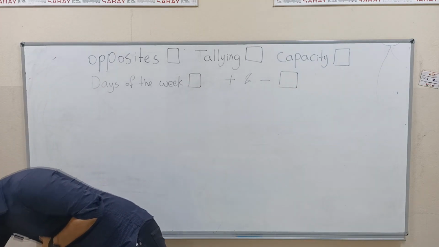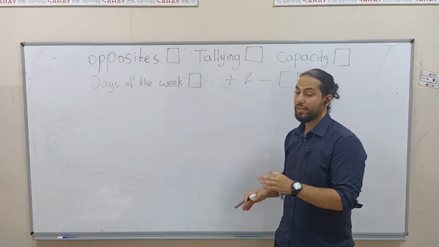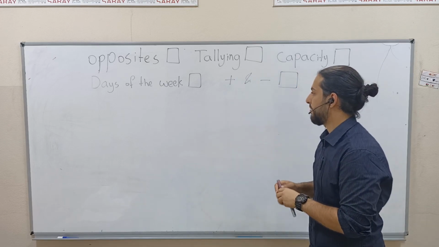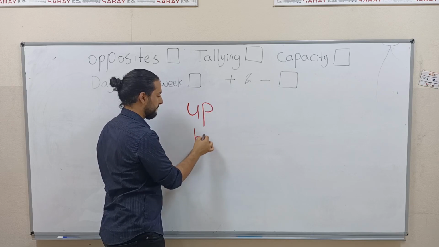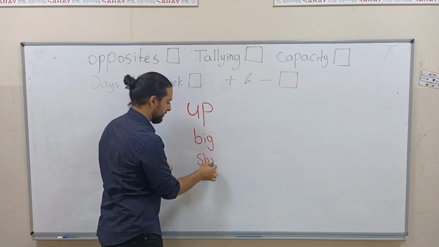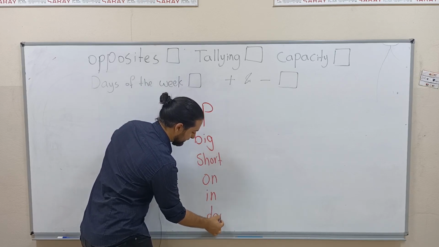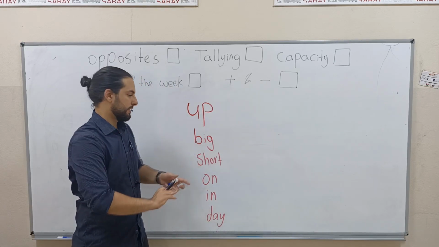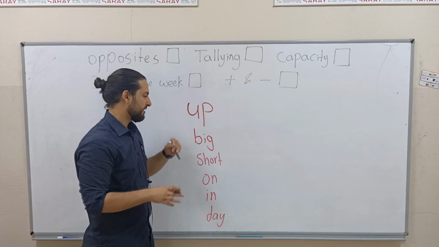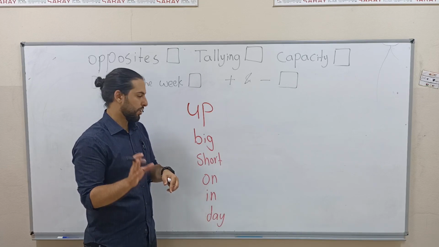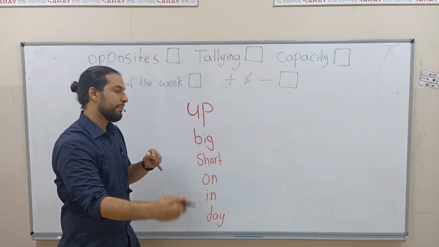And the first thing we have is opposites. All the words that we need are mentioned in the revision sheet. So let's check them out. We have up, big, short, on, in, and day. Now, all of these words have an opposite, and the reason I did it as matching practice in this video is because it's the easiest way to know whether your child has learned it or not. So I'll mix them up on the board, and then we can match them together.